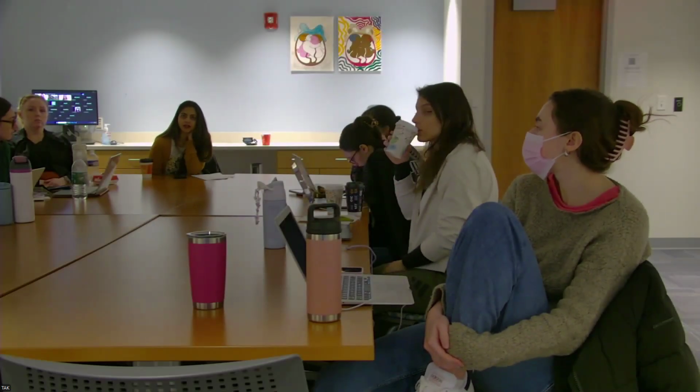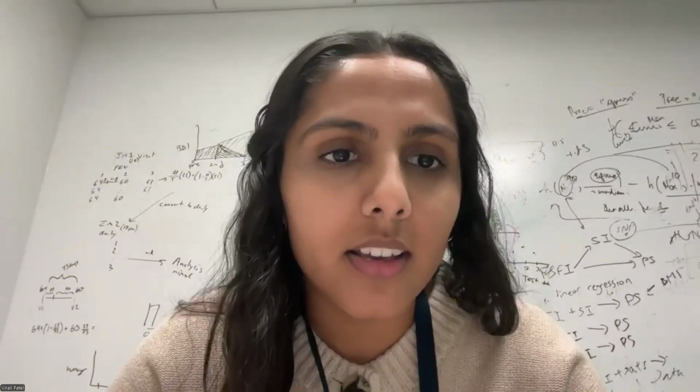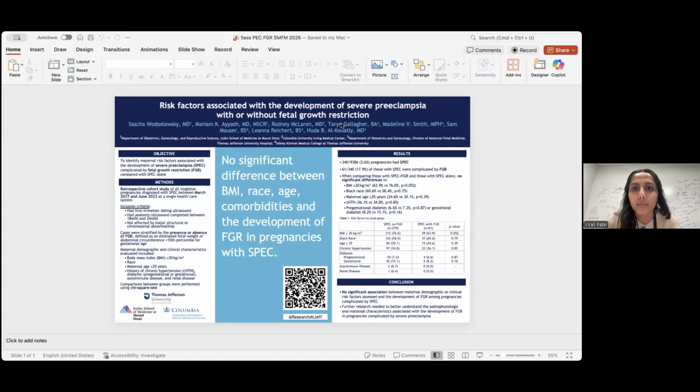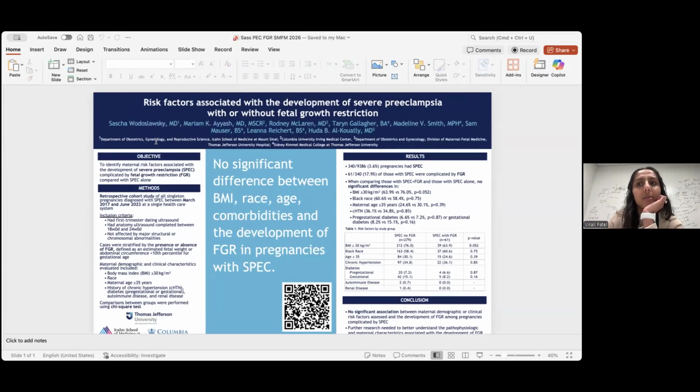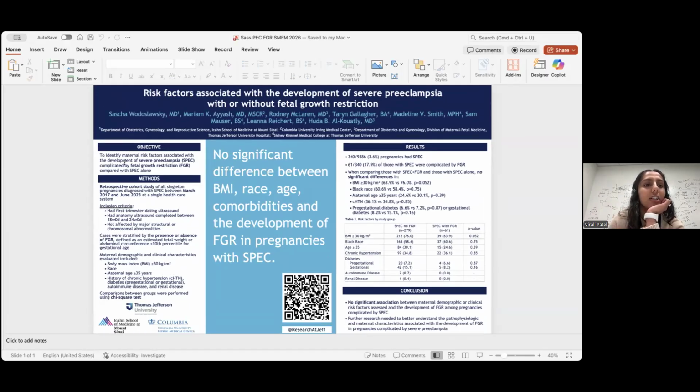I see you're there. Okay, so I am presenting Sass's poster for her today because she's unable to make it. I guess we can do something similar to what we did last time, where I can zoom in on the different sections and then take down feedback for her. So this poster was looking at risk factors associated with patients that have just severe preeclampsia versus patients that have both severe preeclampsia and FGR.